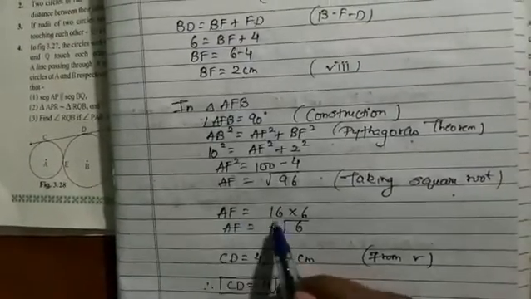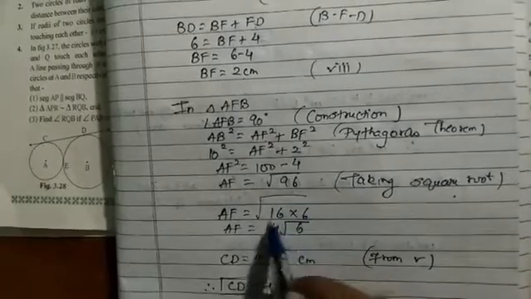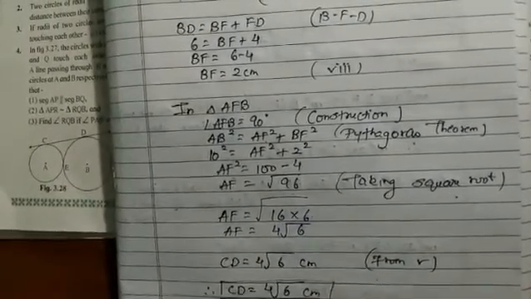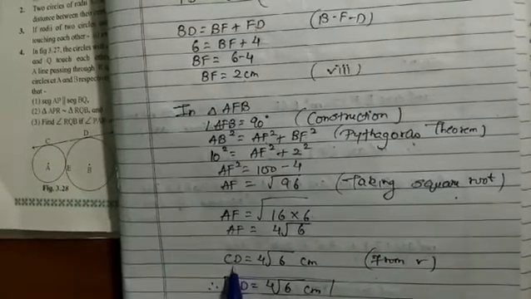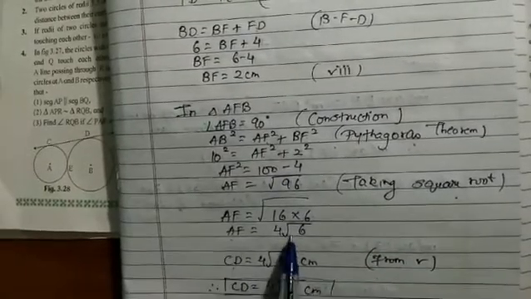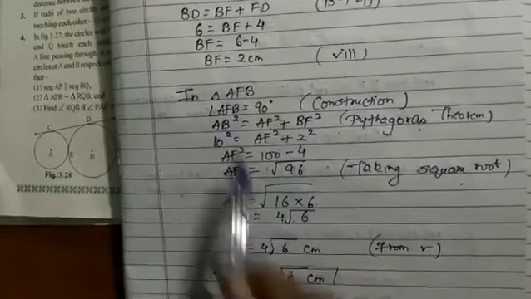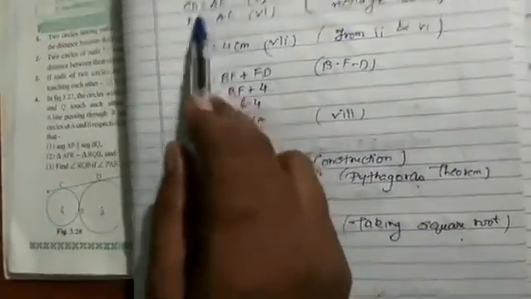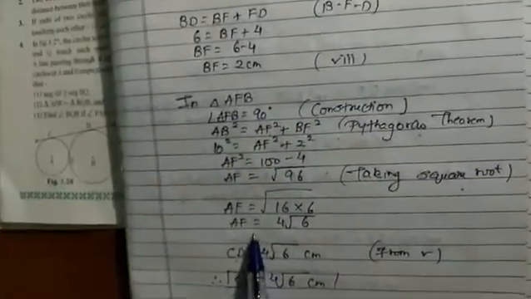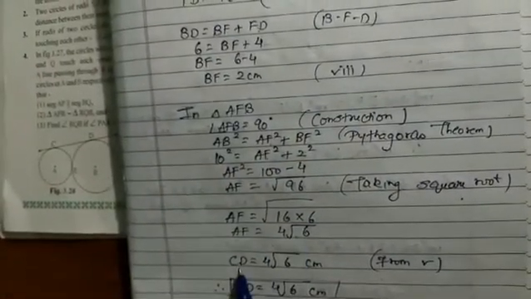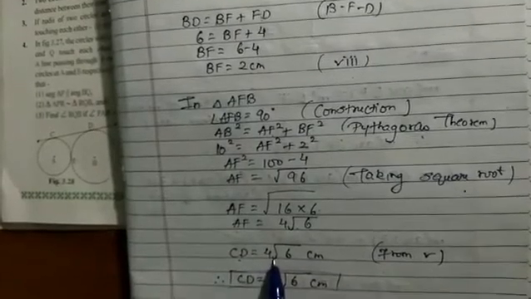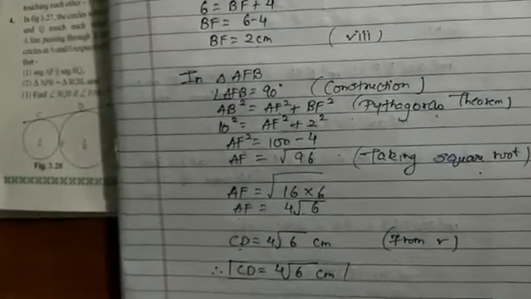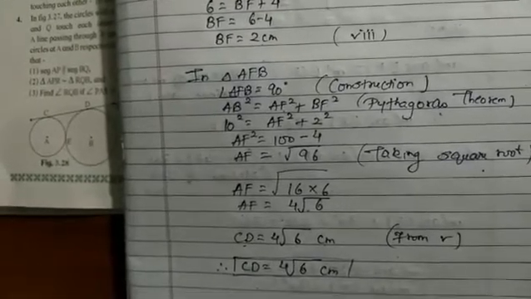So AF equals root of 16 into 6. So root 16 is 4, and what is left is root 6. So AF equals 4 root 6. AF equals CD, you all can see over here. So AF is 4 root 6, therefore CD is also 4 root 6 centimeter. So with that, practice set number 3.2 has been done. Thank you.